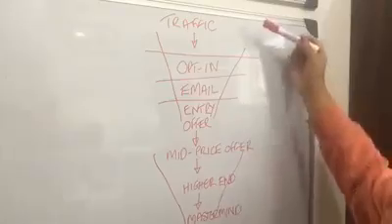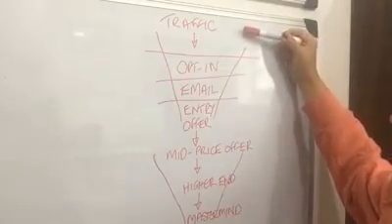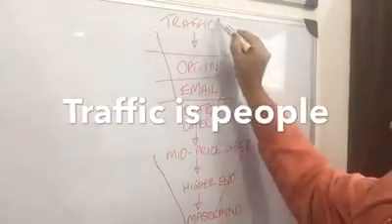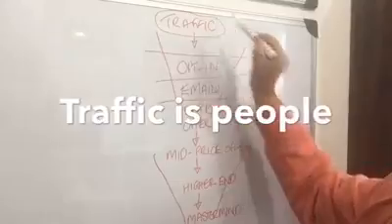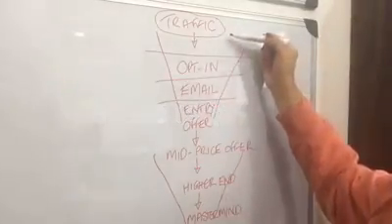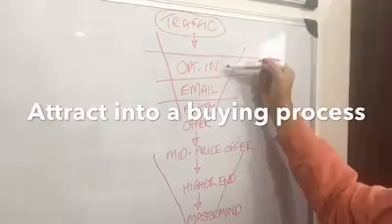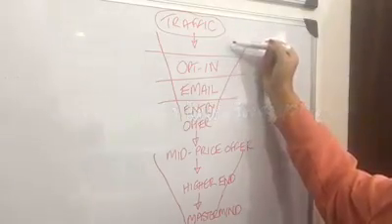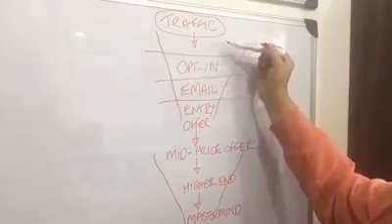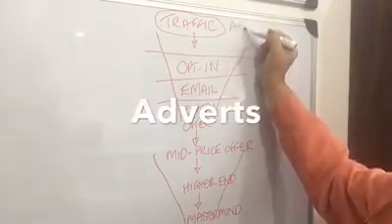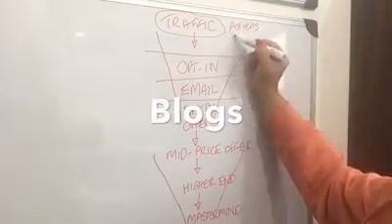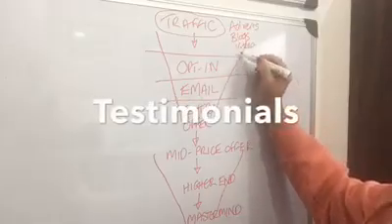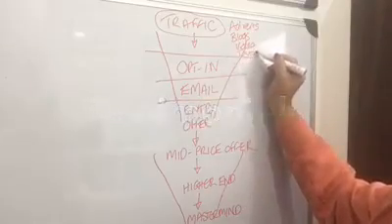So it starts with traffic. Traffic is just a word for the people out there. If we were taking Facebook as an example, there are millions and millions of people on Facebook, and we are trying to get them to come into a process where they're going to buy from us. So we're going to drive traffic. We're going to try and get attention, and we can do it in a number of ways. We can do it through adverts, through blogs, through video, through testimonials, and you get the idea.